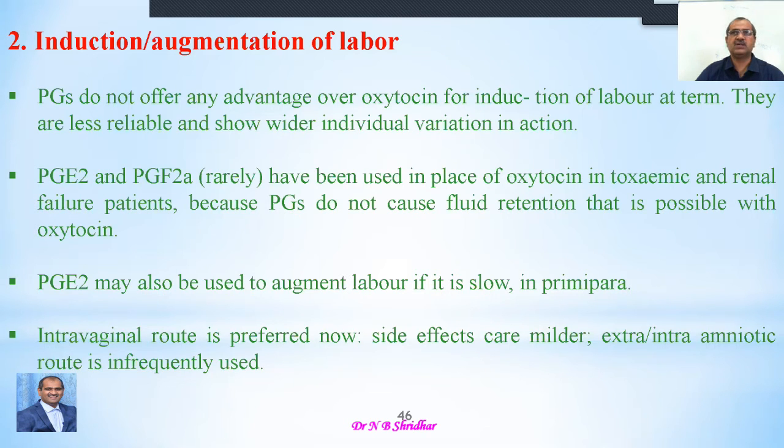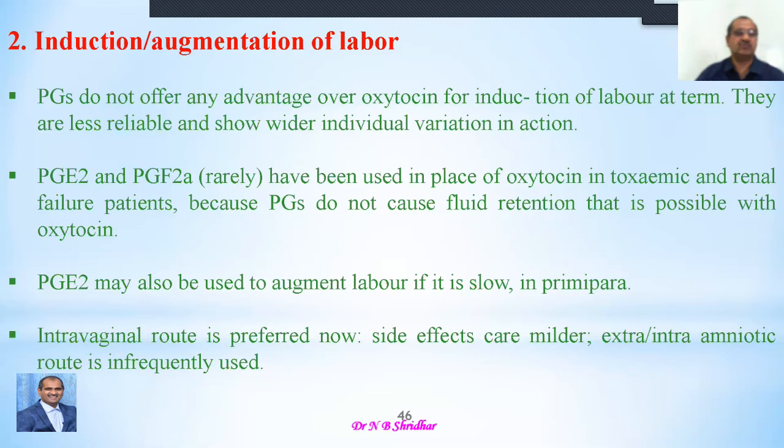And PGE2 and PGF2 alpha have been used in place of oxytocin especially in toxemic and renal failure patients, and do not cause the fluid retention that is possible with oxytocin. So if you administer a high dose of oxytocin, of course the oxytocin receptors are present on the myometrium, which is preoccupied with the estrogen receptor. So the myometrial contractions are induced by the oxytocin, and whenever the dose is given high, it is going to retain water in the body.